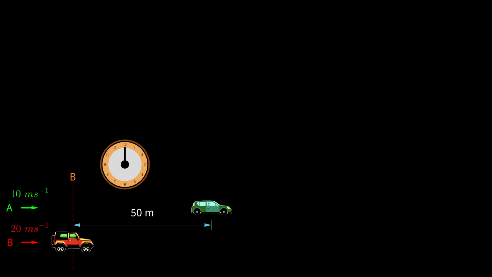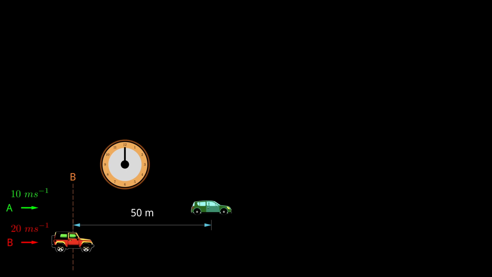However, unlike the previous example, this time vehicle A is 50 meters ahead of vehicle B at the moment we start measuring time. Our task is to determine how long it will take for vehicle B, moving faster, to catch up and overtake vehicle A, as well as the distance that vehicle B will travel before overtaking vehicle A. Let's dive into this analysis and use the displacement time graph to find out when and where the overtaking will occur.